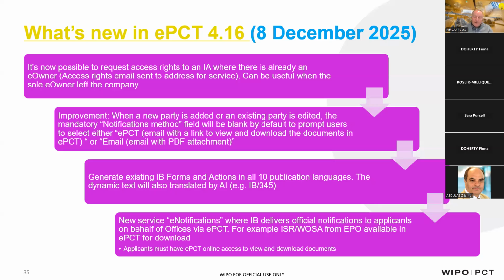So again, we have different notifications. We have the ePCT notifications, which can be set via preferences. Then we have the official notifications from WIPO, so meaning all the IB forms which are sent to the address for service. And now we have this new e-notification, which is also sent to the address for service, notifying you that some documents issued by other authorities are now available in ePCT.